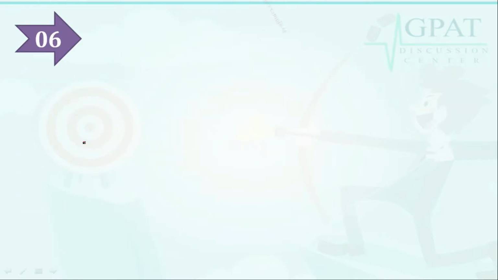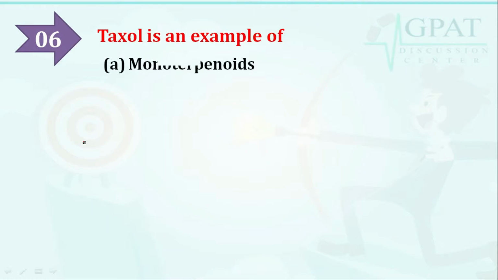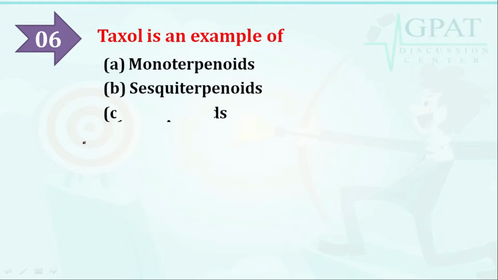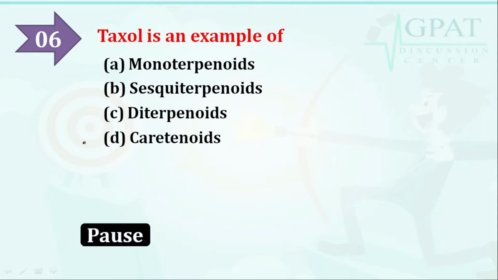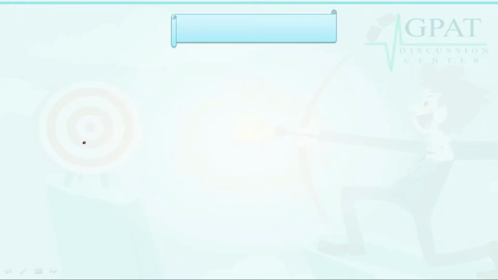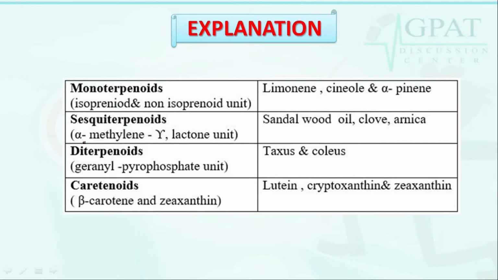So moving on to the next question: Taxol is an example of option A, monoterpenoids, option B, sesquiterpenoids, option C, diterpenoids, option D, carotenoids. So Taxol is an example of diterpenoids. Here we have a table of terpenoids. First is monoterpenoids, sesquiterpenoids, diterpenoids, and carotenoids.